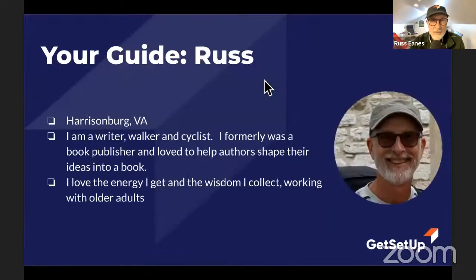Very good. I'm your guide, Russ Eanes. I live in Harrisonburg, Virginia, which is in the lovely Shenandoah Valley of Western Virginia. We're a 30-mile wide valley, or maybe more, between the Blue Ridge and the Allegheny Mountains. Sometimes they call them the Shenandoah Mountains. The Shenandoah River runs right up the middle. And it's a lovely place with farming. Harrisonburg is a college town. We have James Madison University. Right size kind of city for me.